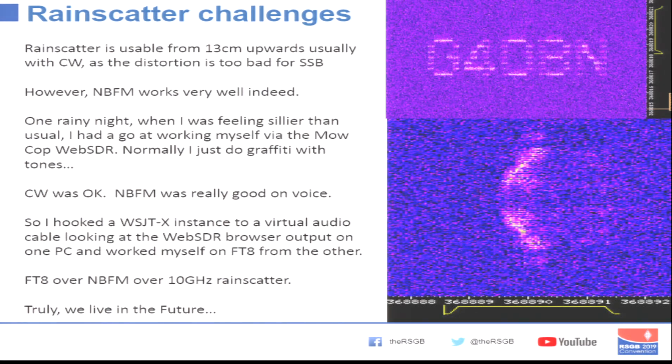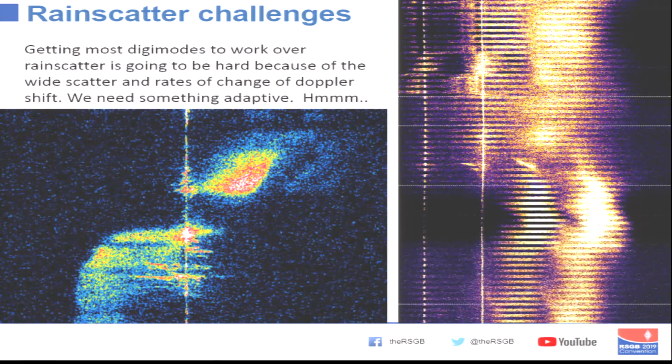Nobody else was around. So I looped it back, put it into another instance of WSJT, and I switched to FM mode. So I was running FT8 over narrowband FM over 10 gigahertz Rainscatter. Absolutely brilliant. Just give it a try. If you can find a QSO partner, if people say FT8 does not work on 10 gigs, go for it. We ought to have a DX table for that.